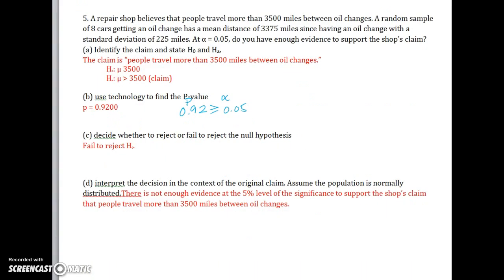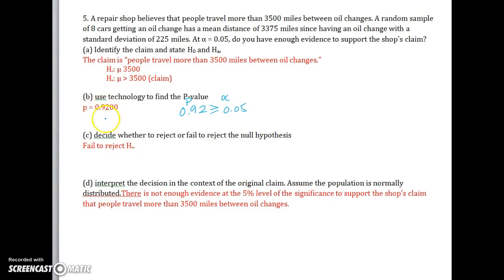All right, check your work with my work. The claim given here, I identified H naught and the alternative hypothesis as well. This is the P that I got using technology, so if you didn't get this number, check with the neighbor and see why you did not. It's greater than or equal to that, so therefore I'm going to fail to reject the null hypothesis.